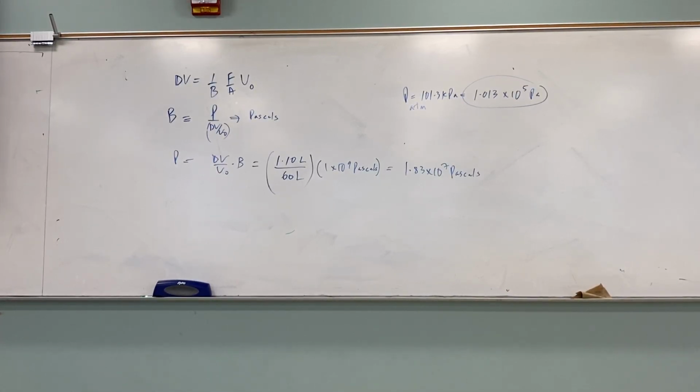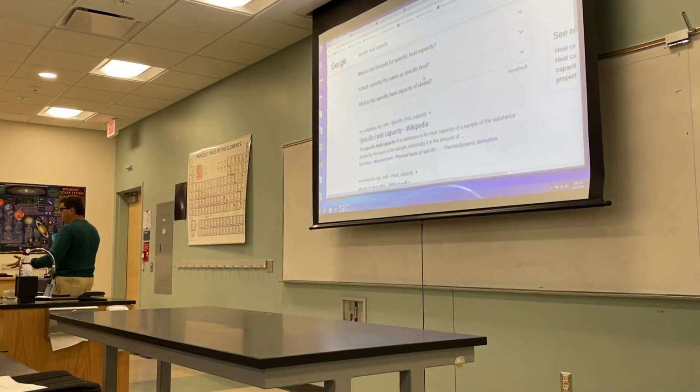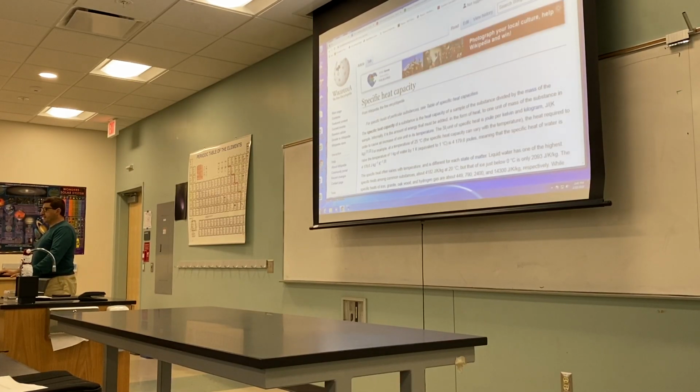So again, we define something known as specific heat. We see what its units are. We try to see what its meaning is. If it's big, what does it mean? If it's small, what does it mean? So, specific heat capacity.